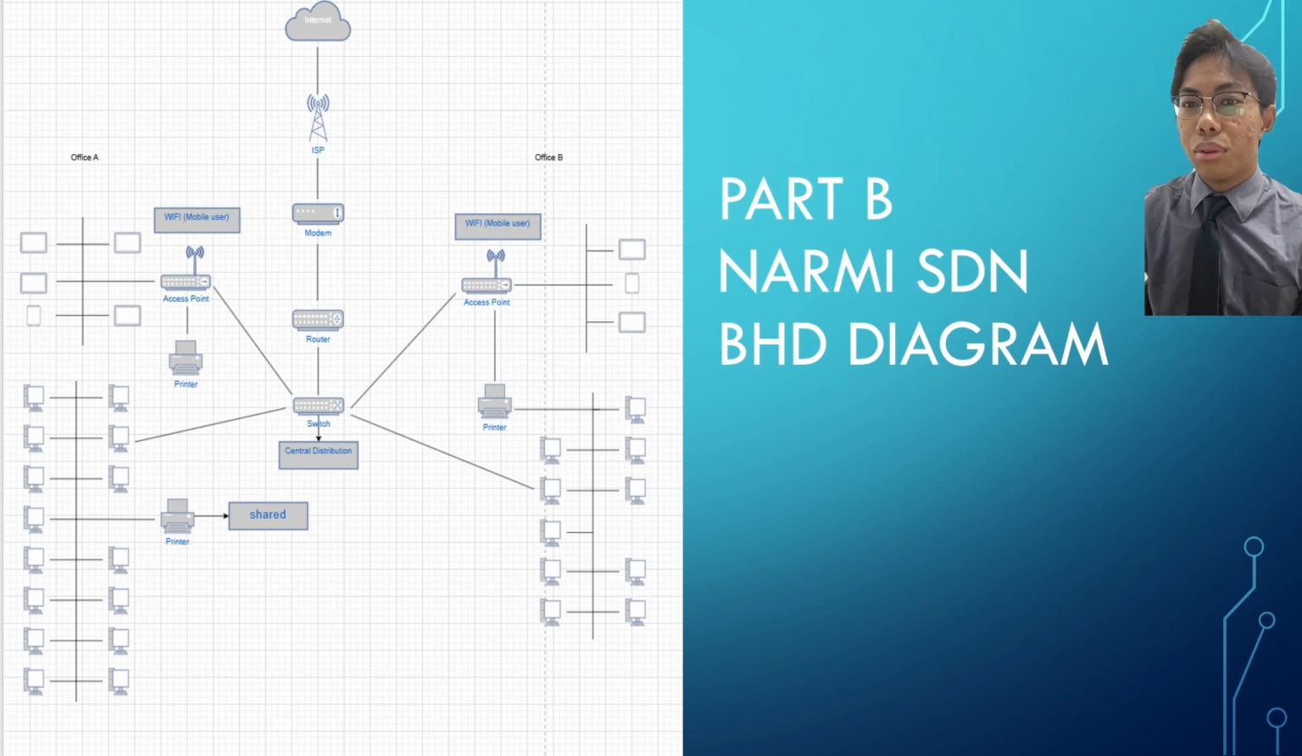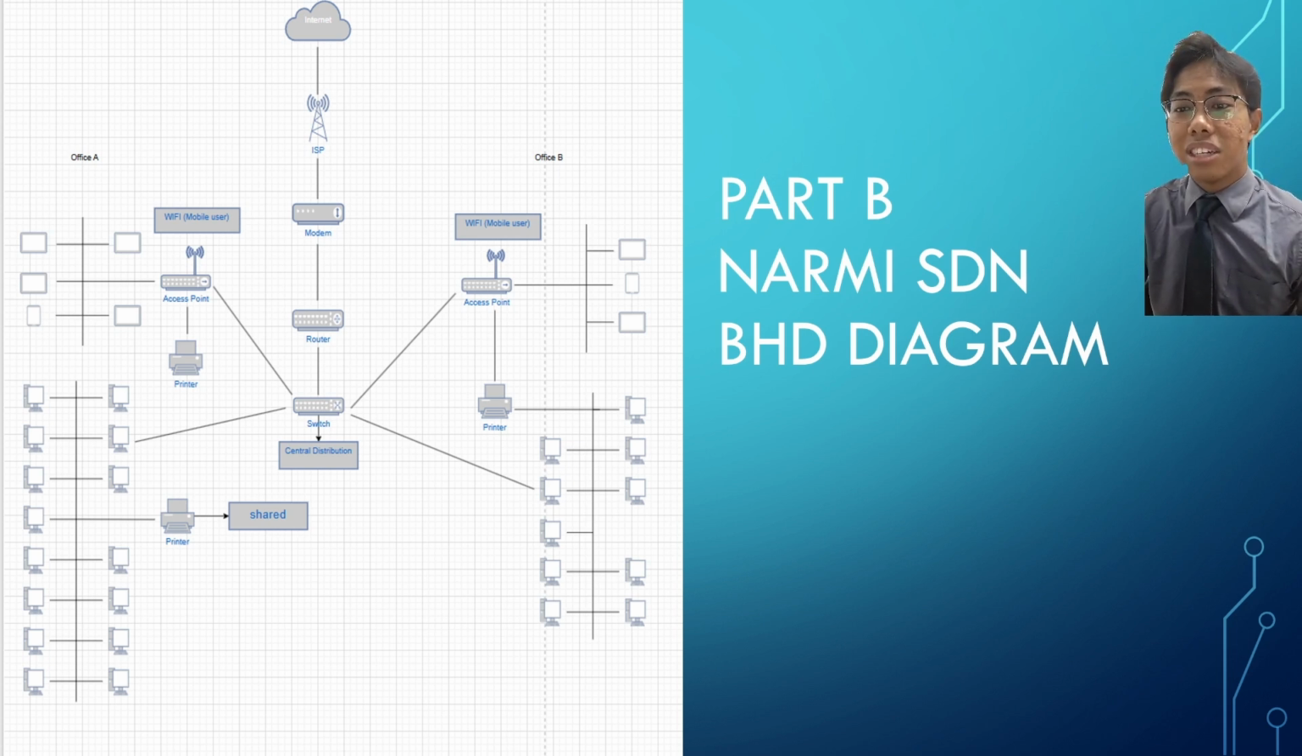Okay, now we go to Part B, the network diagram for Narmi Sendirian Berhad. The diagram shows Narmi Sendirian Berhad. We have two offices, Office A and Office B. Office A has 15 computers, 5 mobile users, and 1 Wi-Fi for guests. Office B has 10 computers, 3 mobile devices, and 1 Wi-Fi for guests.